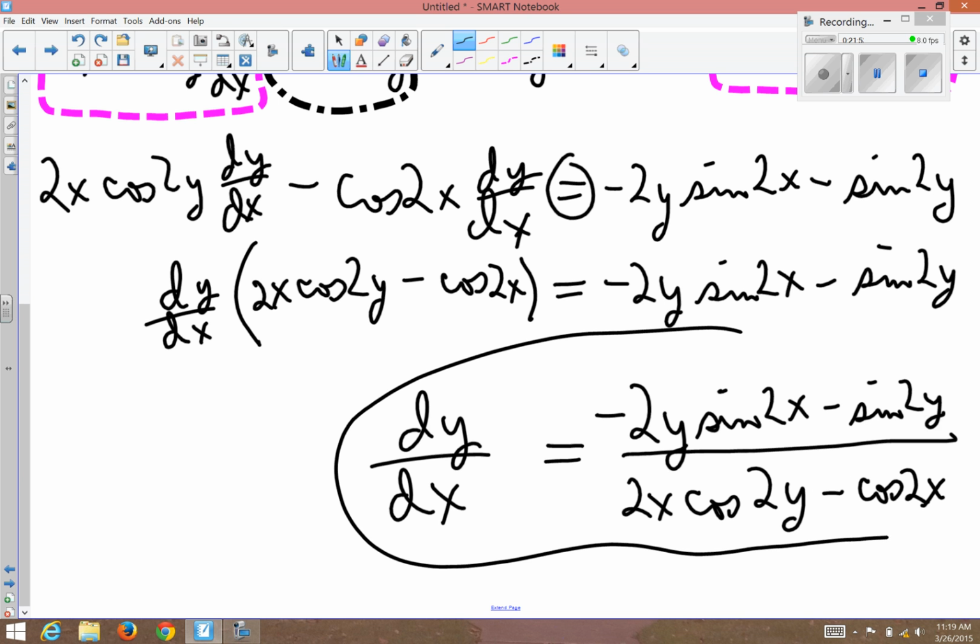Now we are going to finish this exercise in class because the directions are to find the lines that are tangent and normal to the curve. So we need this, but that's not the answer to the question. So we'll use this in class to finish this exercise.